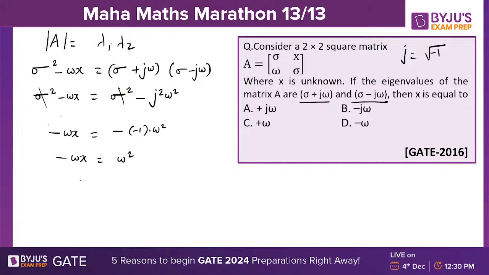एक बार ओमेगा कैंसिल कर दीजिए, so x will be... Option D is the correct answer. Very good. Superb. Everyone should get this. सबको समझ में आना चाहिए.